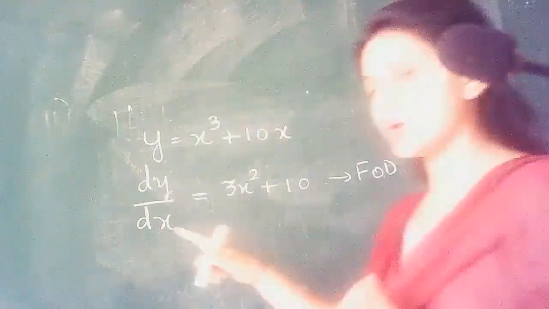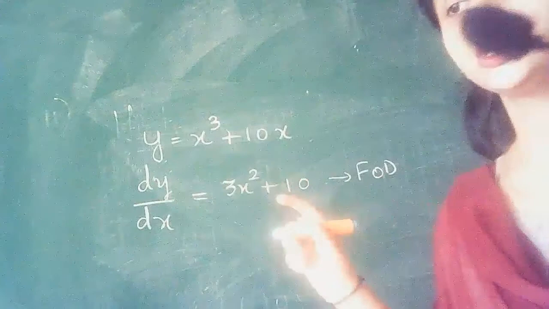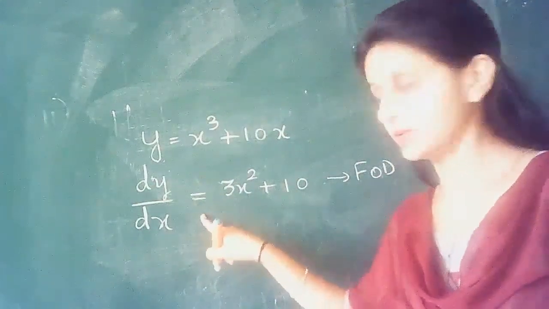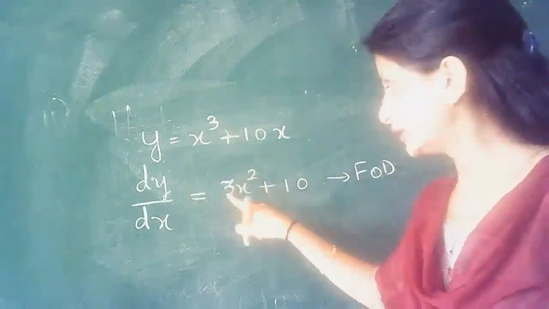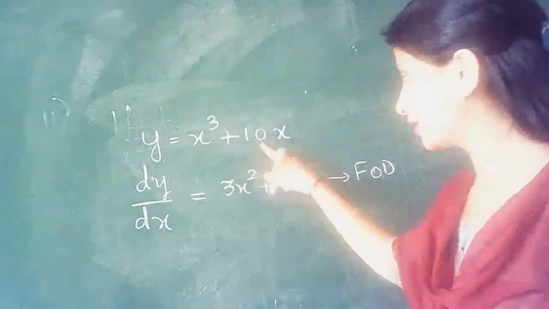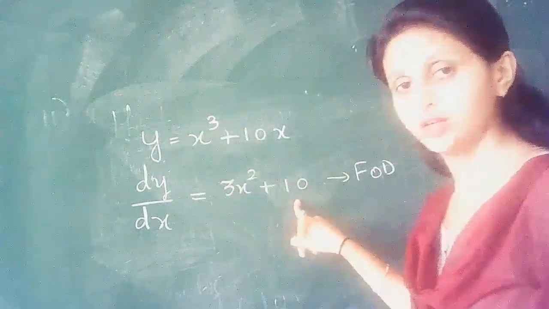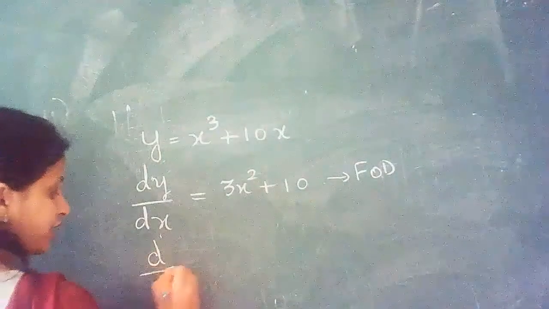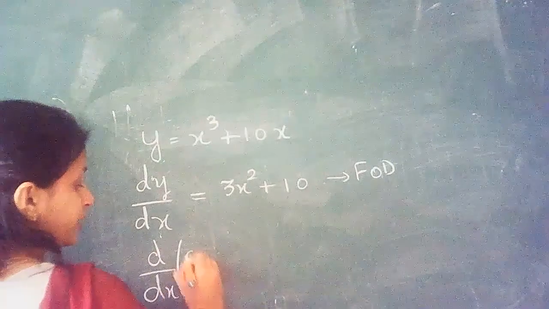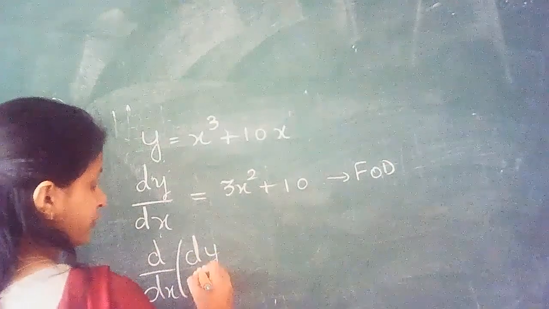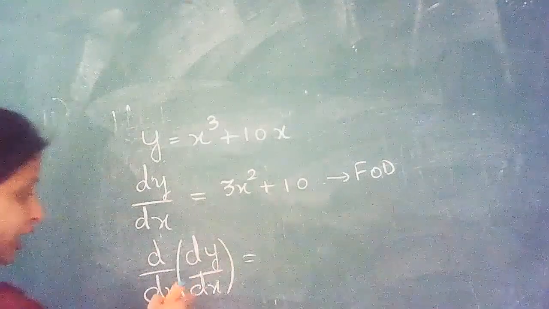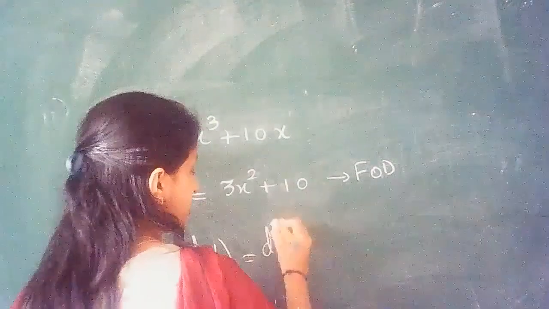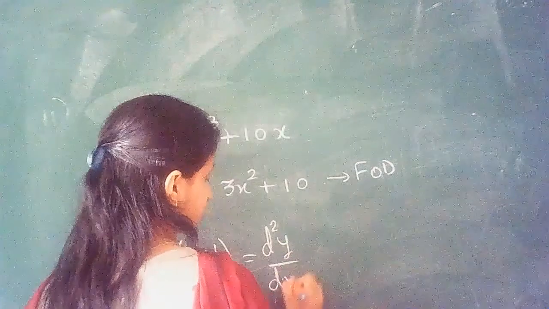Okay, so what we have done here, we have differentiated the function with respect to x for the first time. Differentiation of x cube is 3x square, plus differentiation of 10x is 10. So this is my first order derivative. Now if I want to find the second order derivative, what is the second order derivative? Differentiating it for the second time, differentiating dy by dx with respect to x. That would be what, students? d square y by dx square.